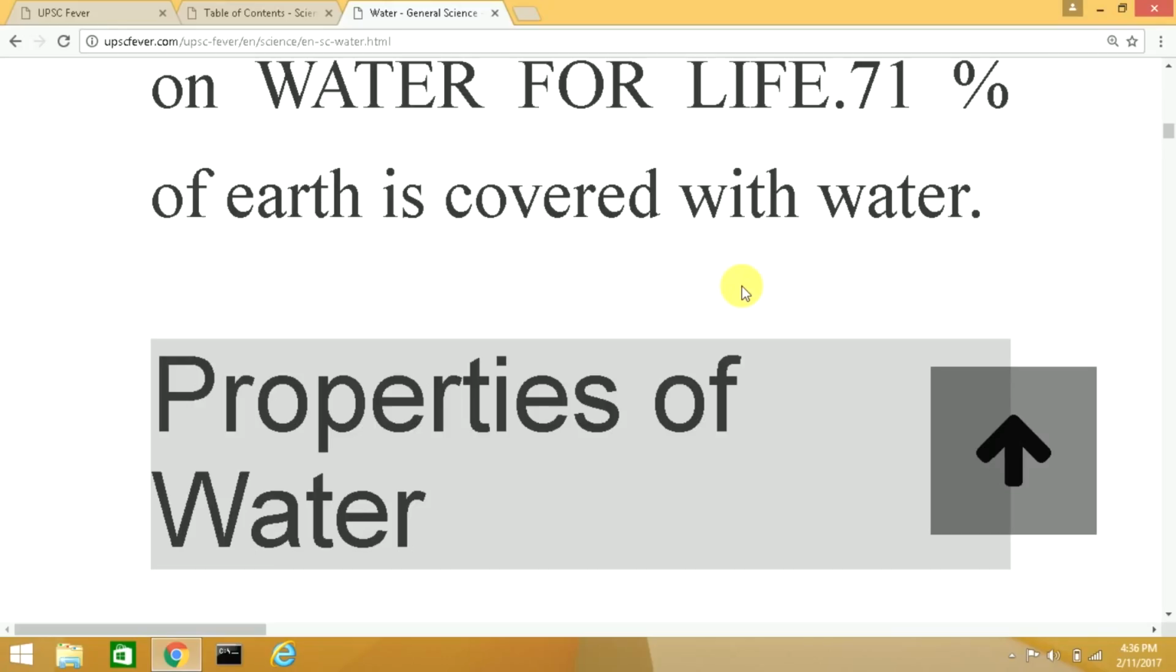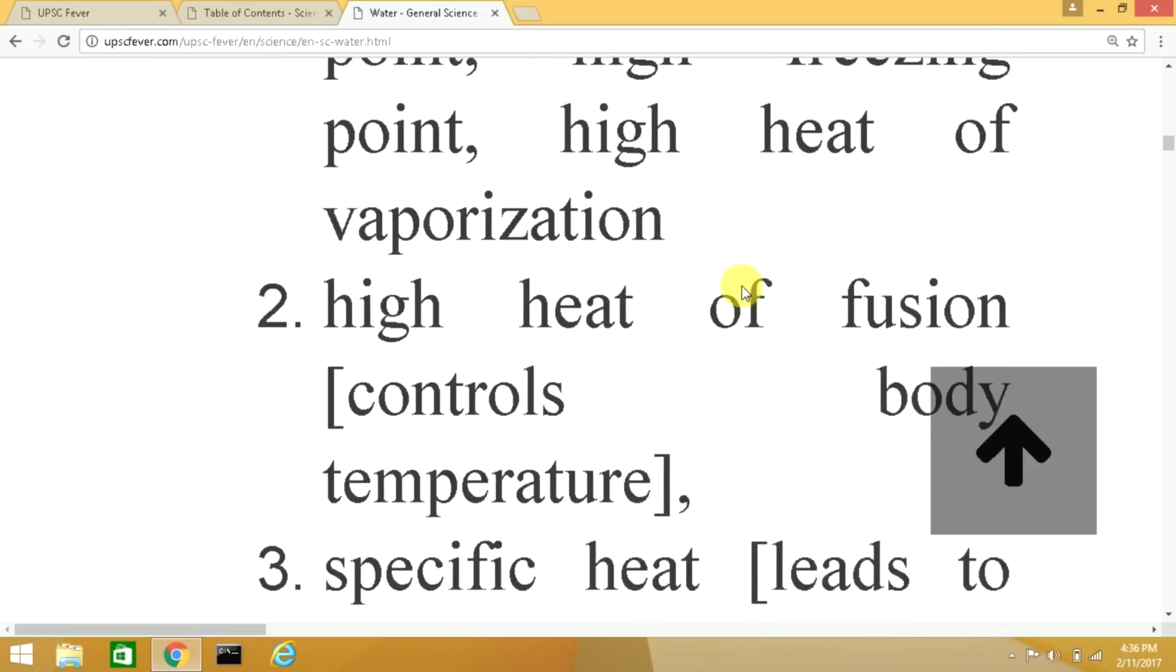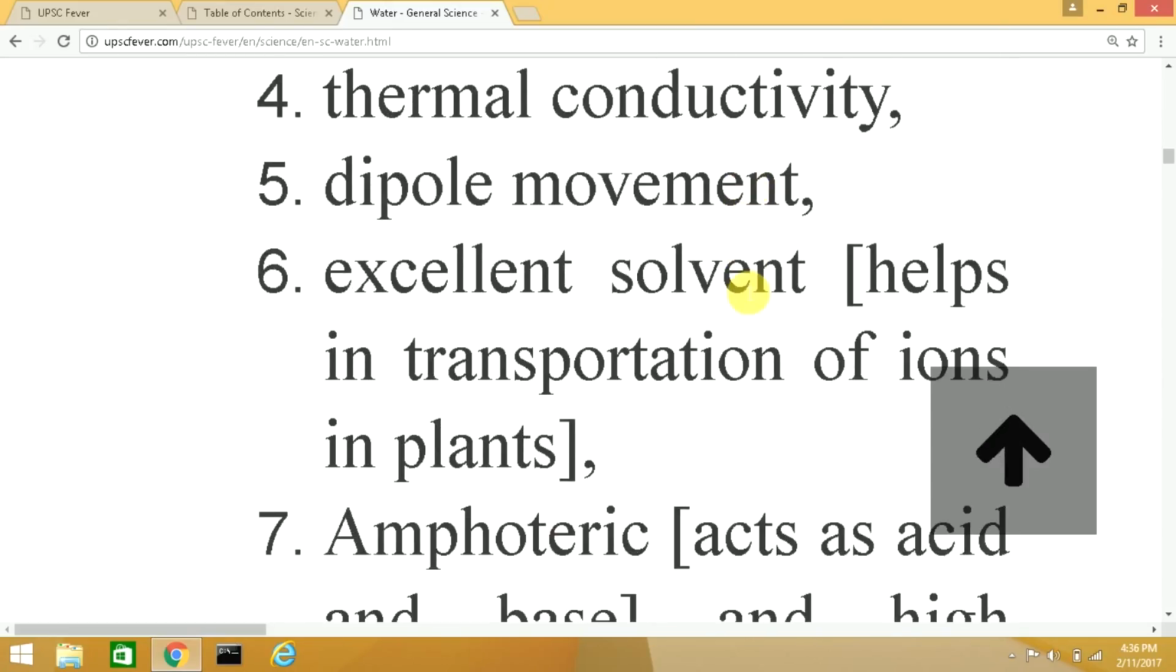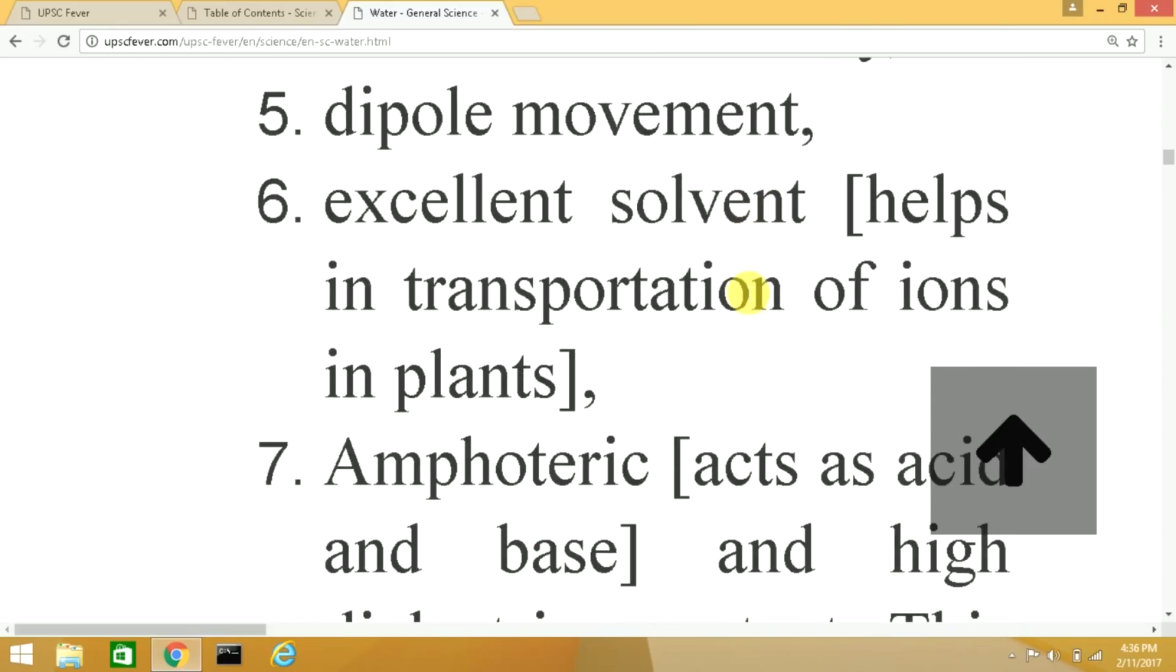Other properties of water are that it is a good conductor of heat, it has dipole moment, and it is an extremely good solvent of various types of solutes. And therefore, one important feature of being a good solvent is that it helps in the transportation of ions in the plants. You can note that down here. It has an amphoteric nature, that means it can act as an acid as well as a base, and it has a high dielectric constant.